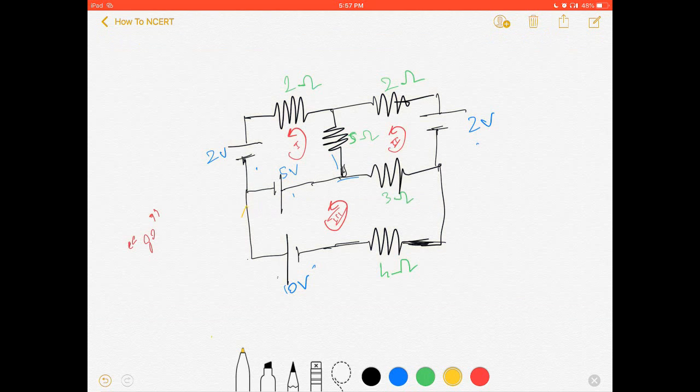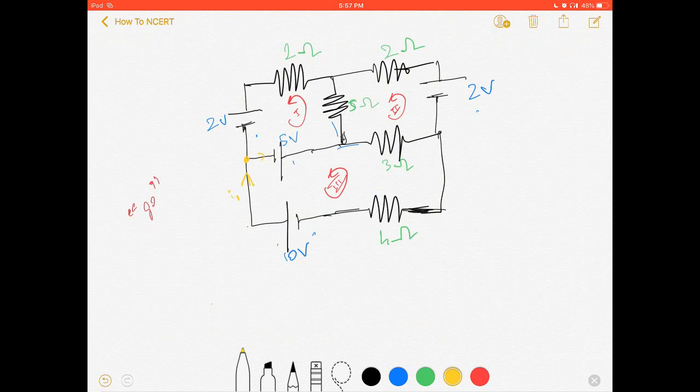I'm going to take the current over here as I1, using small i to avoid confusion. At this junction, we know it's going to split into two parts, so I'm going to take the current over here as say I2. Then using Kirchhoff's first law, the current rule, the current over here is going to be I1 minus I2, because the current entering should be equal to the current leaving. And if I add these two, I get I1.